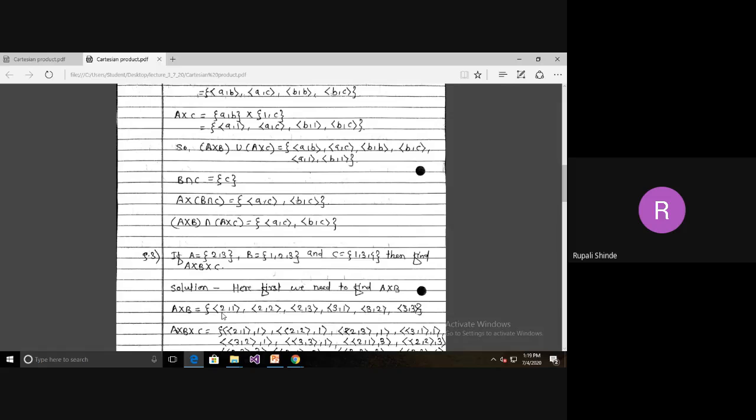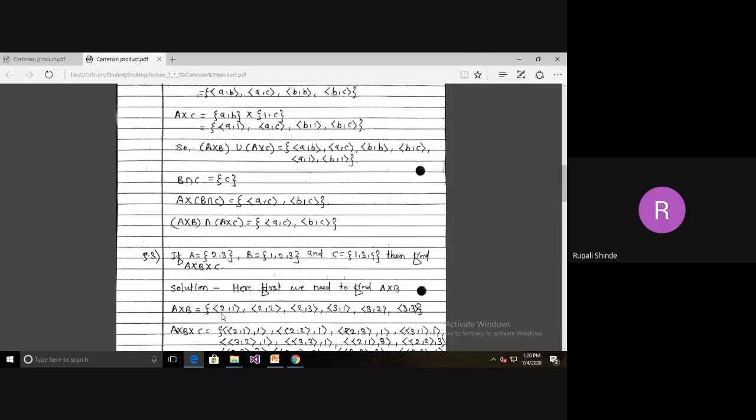So, here the ordered pair 2 comma 1 will be the first element of that ordered pair. So, 2 comma 1 comma 1, this will be an ordered triple. Are you getting this? Why is this one an ordered triple? Because here the first element of this ordered pair is an ordered pair itself, because first we found the value for A Cartesian product B, and that will give you ordered pairs. Again we have to take its Cartesian product with another set C, that's why it will give you an ordered triple.